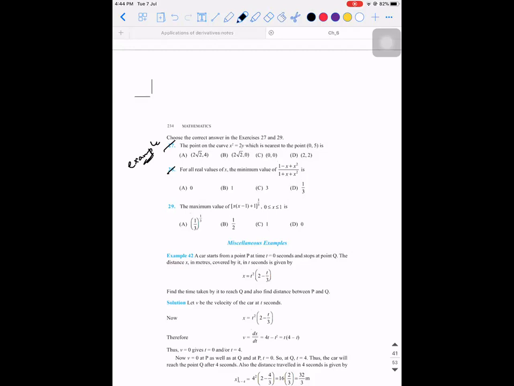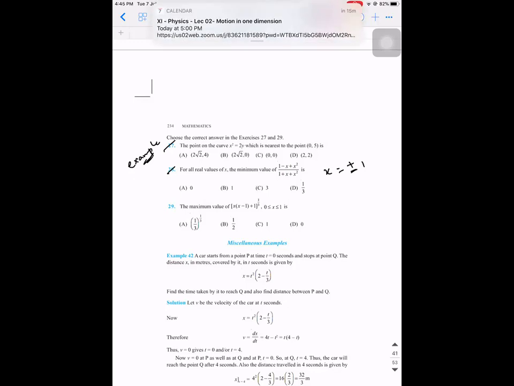Anyone with the answer? Sir, option D. What is the value of x you got? Plus or minus 1. Again, did you do the second derivative test? I just substituted in method. Okay.